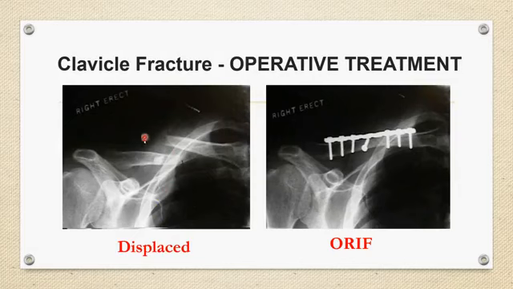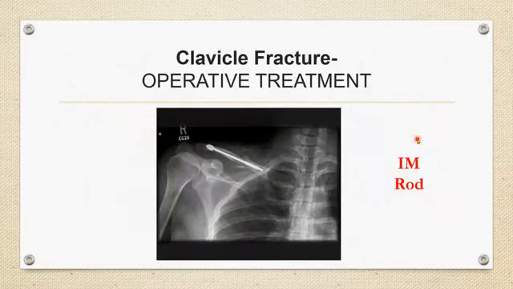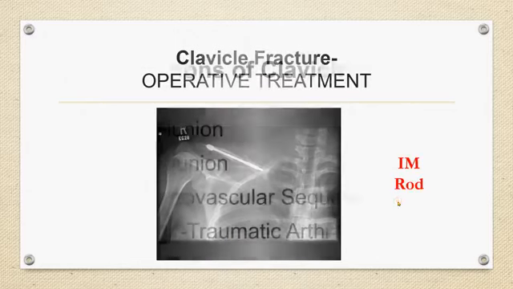Okay, so you can see in this X-ray, this is a displaced fracture of the clavicle, and it is very prominent. The medial fragment is tenting over the skin, and that's why open reduction and internal fixation was done with plate and screw. So this is one type, and this is another where an intramedullary rod is given for the clavicle fracture. So these are the options.